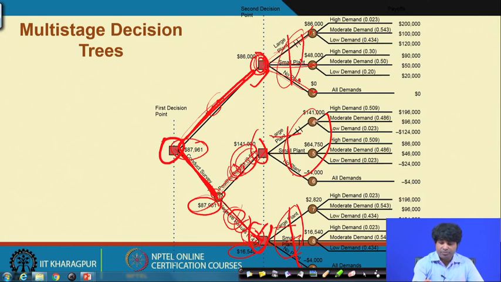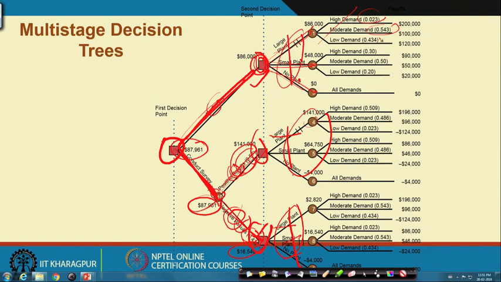we have 3 different levels of outcomes corresponding to high demand, moderate demand and low demand. For that we also have probabilities 0.023, 0.543 and 0.43, and this will give you a total probability exactly equal to 1. Similarly, in the case of a small plant, the probabilities will not necessarily be the same.